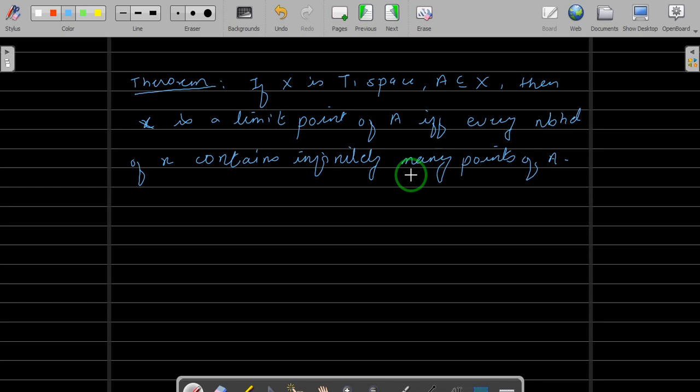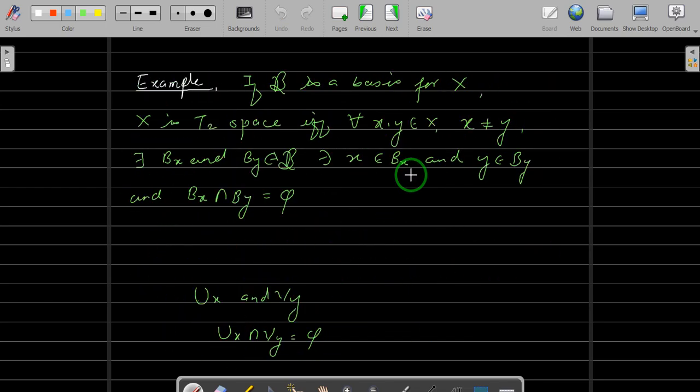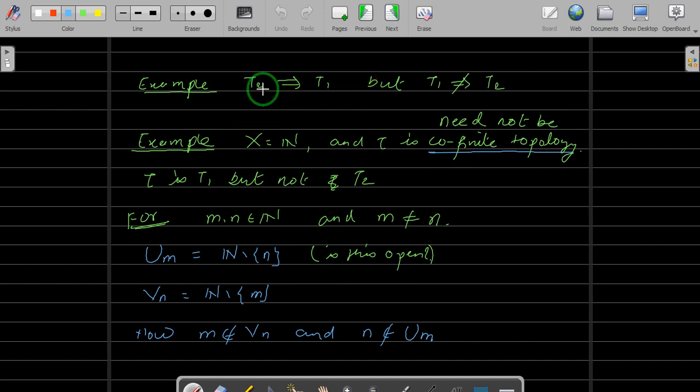Okay, but now, let me just say here, we have said that every T2 space is a T1 space. So if some property is true for T1, then definitely that property is also true for T2. If you take all those topological spaces which are T1 and put them as a set, this will be a set which contains T1 spaces and inside that you have T2. So this is for T1 and this is for T2. If you take any space which is T2, then it is T1. But you may have a space which is T1, so you may have a space which is here, but it need not be in T2. That's what we have here.